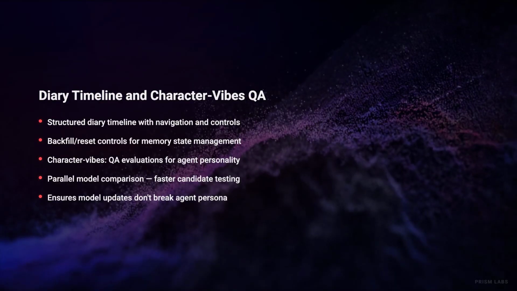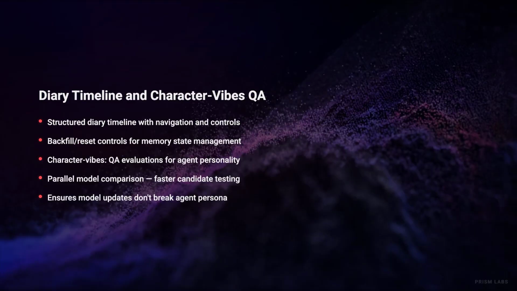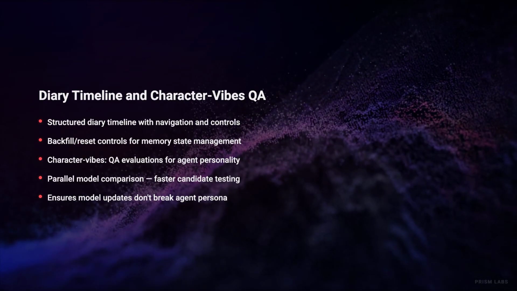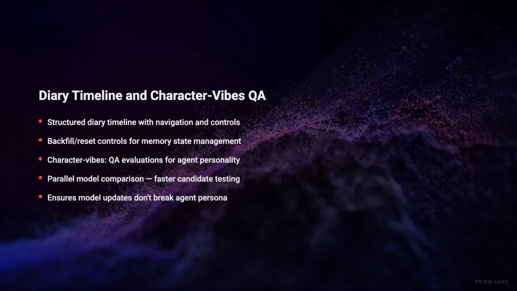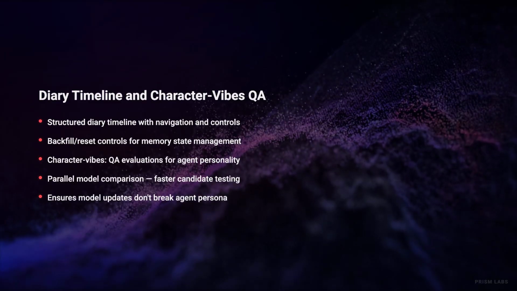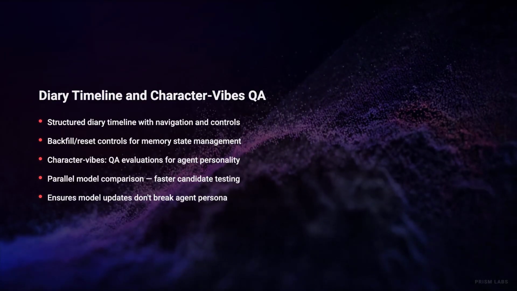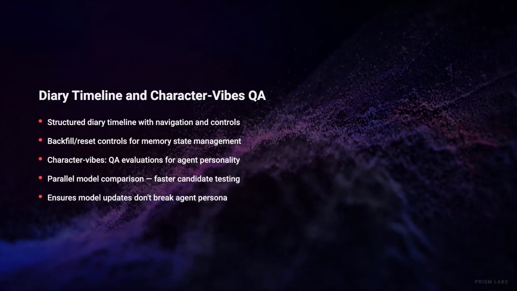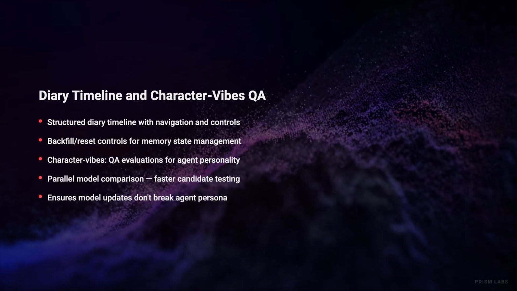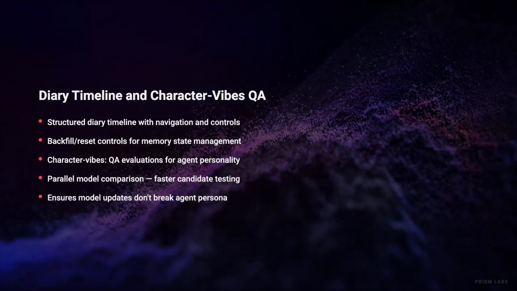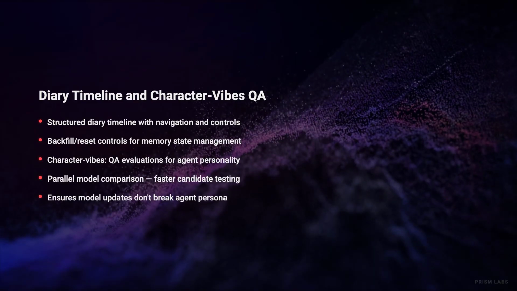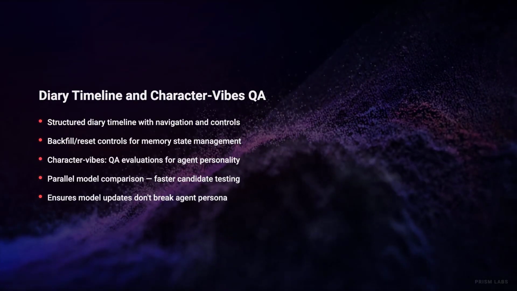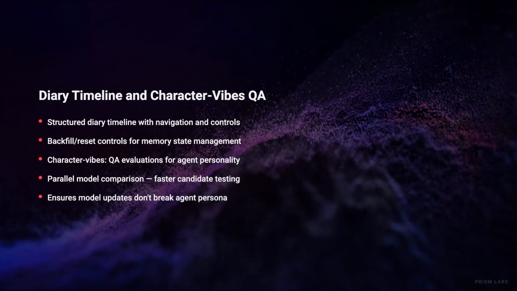For agent developers, Character Vibes is a new QA evaluation system that addresses a problem every team with custom agents faces: personality drift. You define personality expectations for your agent, select which models to test against, and run parallel QA scenarios that compare how different models express the agent's character. This is critical for teams deploying agents with specific personas: customer support agents with empathetic tones, technical assistants with precise language, creative agents with playful styles.